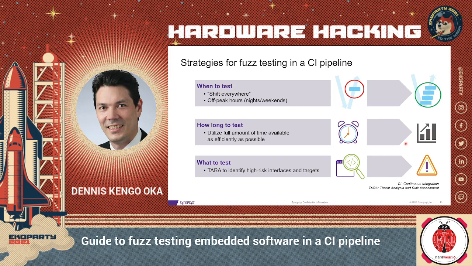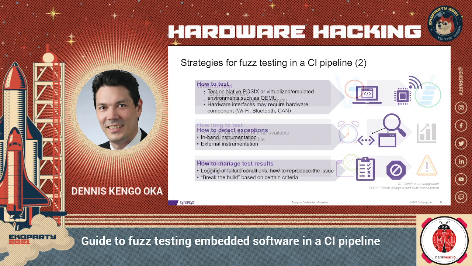The second question on how long to test, we want to make sure we can use the full amount of time available as efficiently as possible. So if we have time to perform testing, let's use that time, the full time available to perform that testing. When it comes to what to test, it's important that we perform a TARA, a threat analysis and risk assessment, to identify the high-risk interfaces and target applications, so we know what are the high-priority targets that we should test.